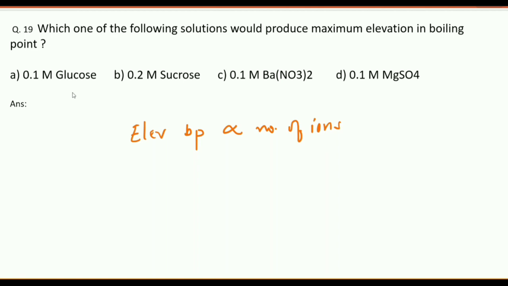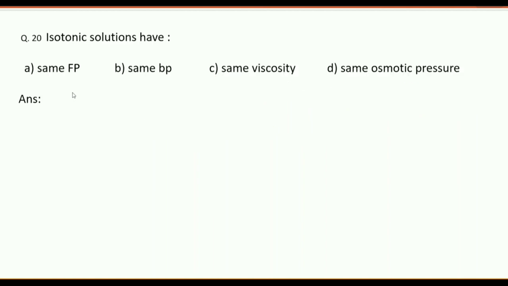In barium nitrate, there is 1 Ba2 plus and 2 NO3 minus. So 2 plus 1, 3 ions. In magnesium sulfate, there is 1 Mg2 plus and 1 SO4 2 minus. So here in option C, the greater the number of ions, the greater will be the elevation in boiling point.